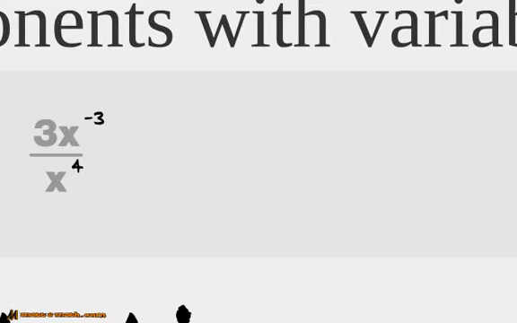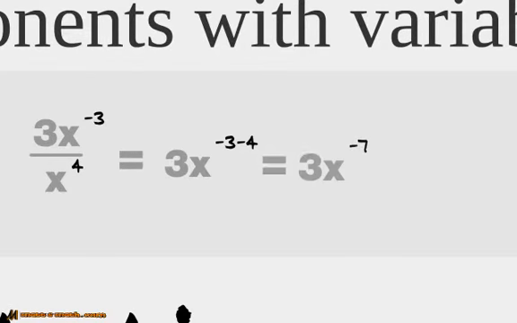Next time, what we're going to do now is 3x to the negative 3rd over x to the 4th. All right, if you subtract it, that's usually going to be a little bit easier way. It's 3x to the negative 3 minus 4, which becomes 3x to the negative 7th, which becomes 3 over x to the 7th.